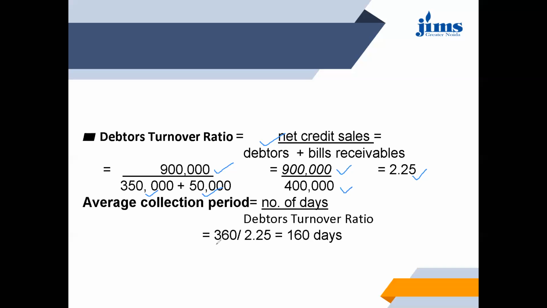In the question, it was given that we have to take 360 days. So, here we take 360 days divided by debtors turnover ratio. So, 160 days is the average collection period for this firm.